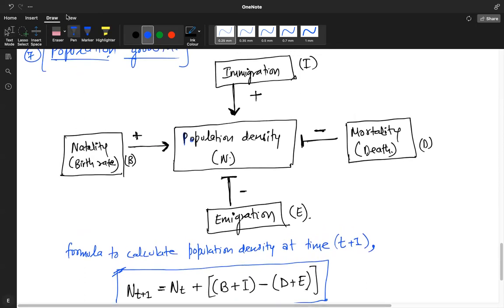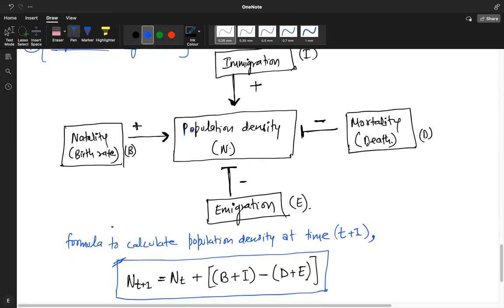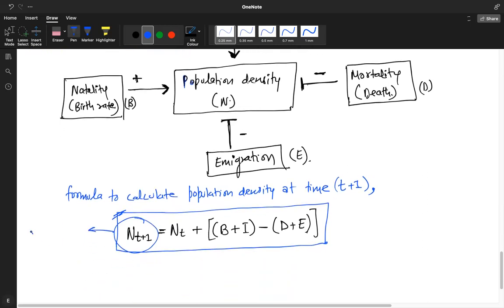This Nt plus 1 will tell us the measure of population growth. So if this comes out positive, this is a readout for population growth, or population decline. So if Nt plus 1 is positive, it is a growing population. If Nt plus 1 is negative, it is a declining population. If Nt plus 1 is equal to Nt, it simply means all these factors are 0, right?